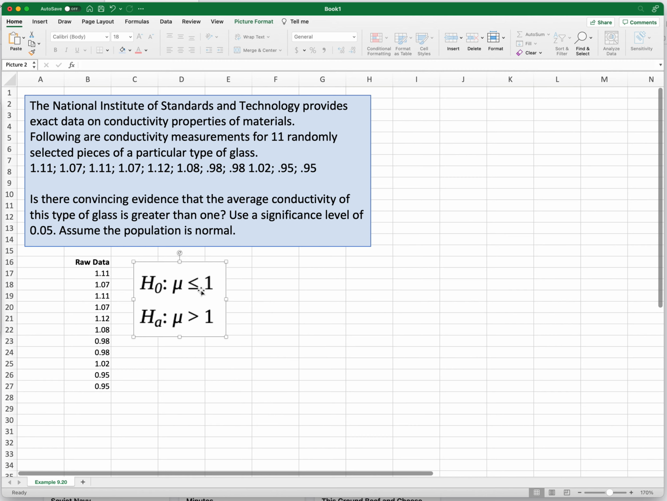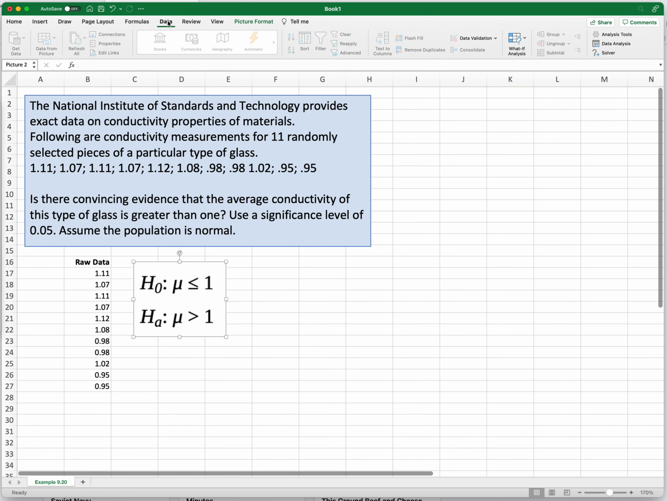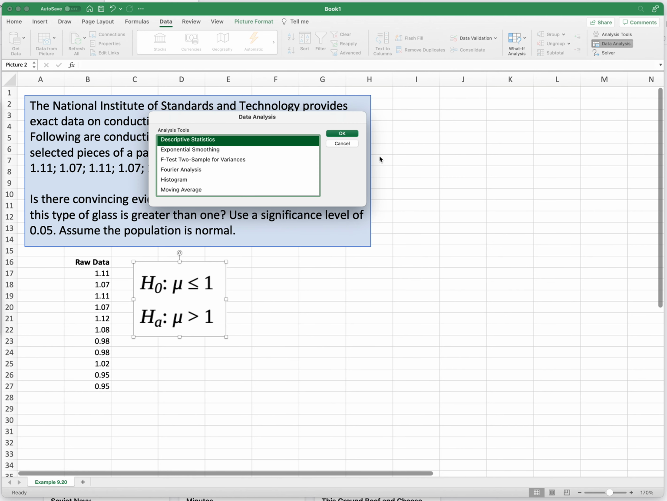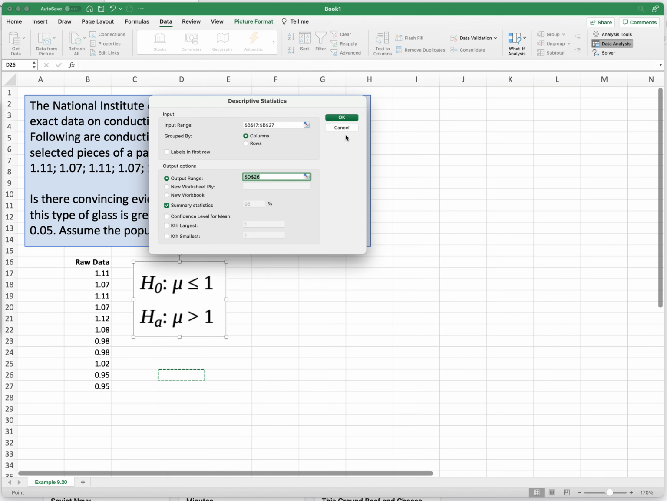Now, I need to use descriptive statistics to get some data. So I go to Data, and I do Data Analysis, and I go to Descriptive Statistics, and I want to highlight my data here, 1.11 down to 95. The data's in columns, no labels in the first row. And I want my output to go, let's say, right here. And I just want summary statistics. So I say OK.